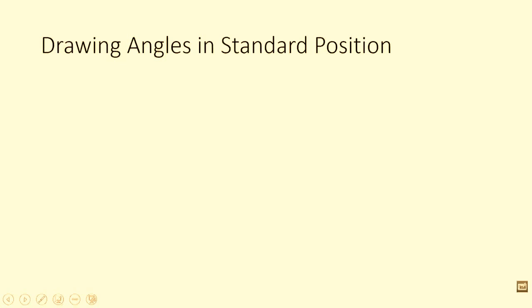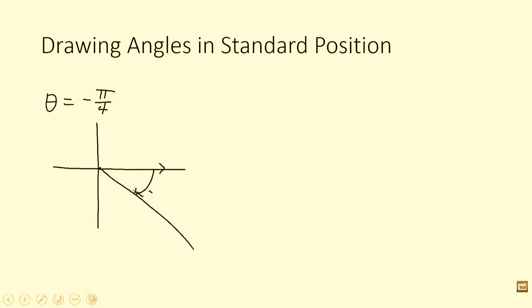Just more examples of drawing angles in standard position. Let's take the angle theta to be negative pi over 4. To draw this angle in standard position, since it's negative, negative angles are generated clockwise. So for negative pi over 4, we begin with the positive x-axis and rotate 1/8 of a revolution clockwise, so it's roughly here. So this is negative pi over 4.